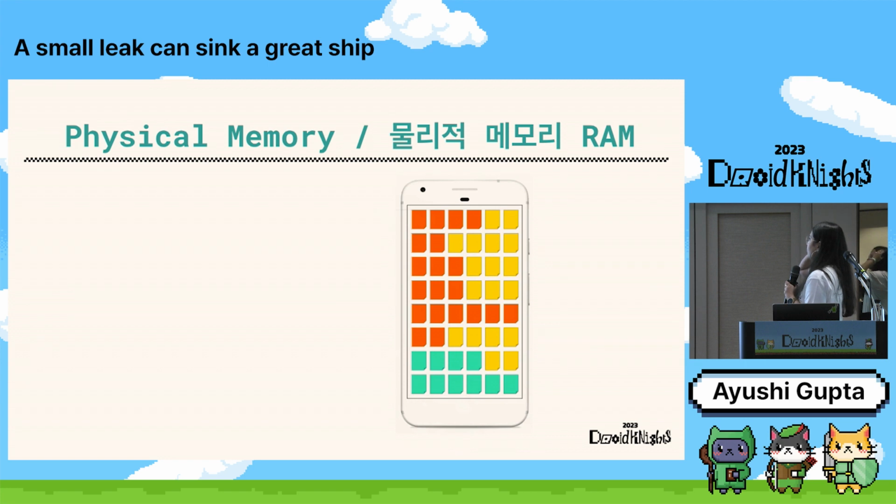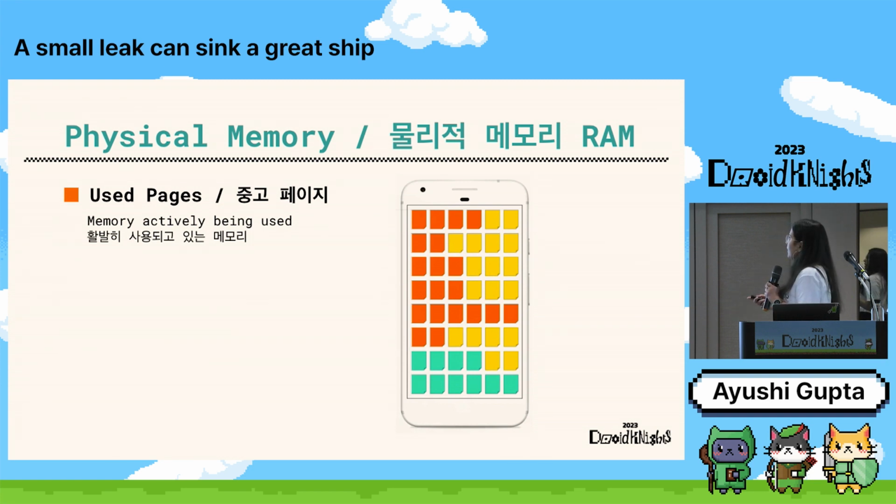So let's see how physical memory or RAM on a device is organized. Physical memory or RAM is usually grouped into pages. Each page is typically around 4 kilobytes in size, and different pages could be used for different things. For example, there could be used pages. So whenever you're running any process, it's part of your used pages.